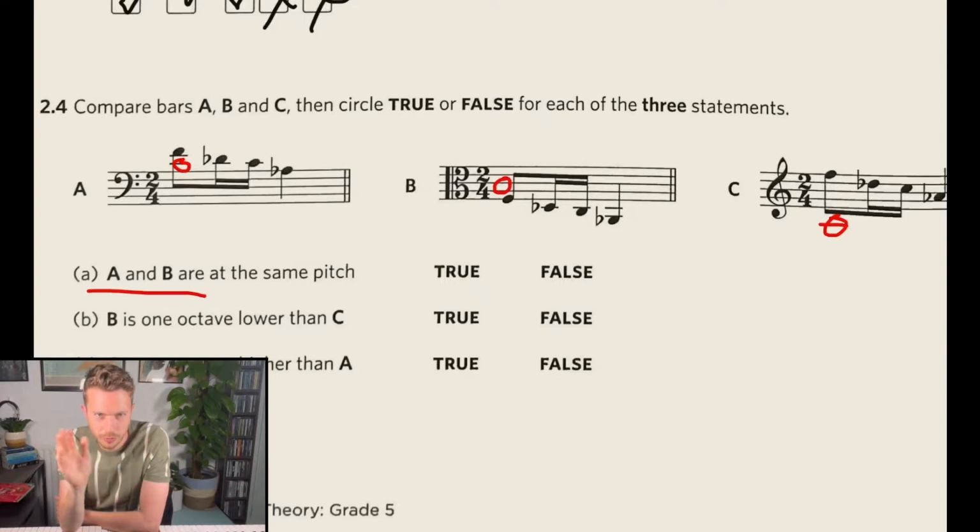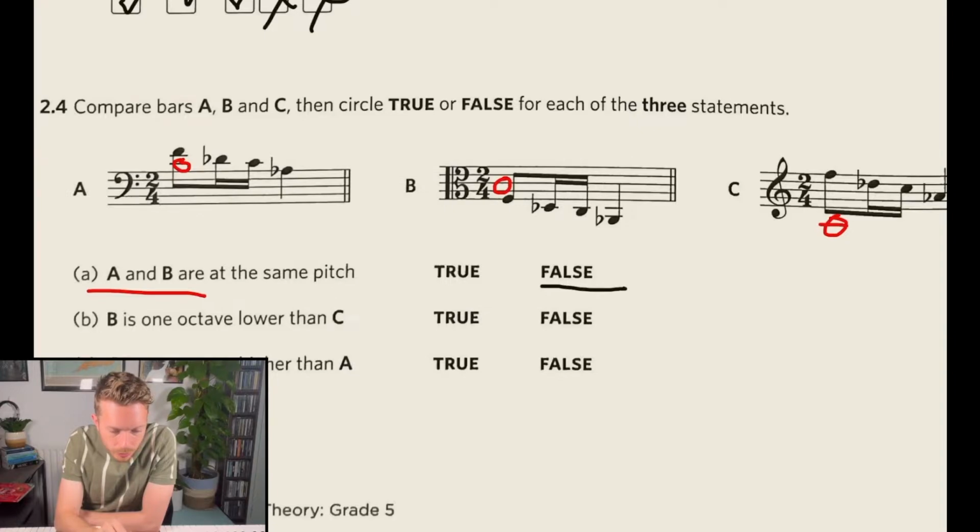These are all true or false, so 50-50 chance of getting it right, basically. A and B are the same pitch, is that correct? Well, let's take a look. A, the pitch is higher than middle C. B, the pitch is lower than middle C, so immediately we know this is false. And B is actually an octave below A.